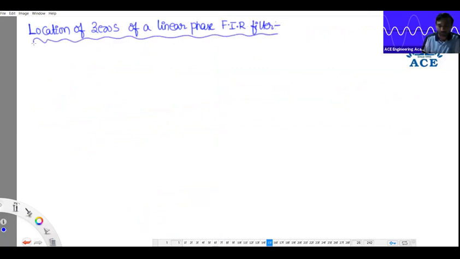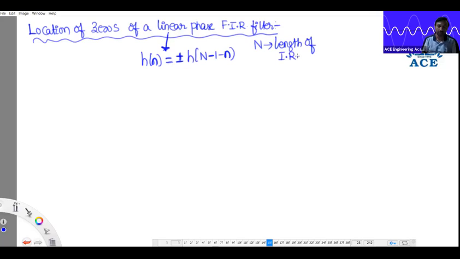What are the locations of zeros of a linear phase FIR filter? Linear phase means obeying symmetry or anti-symmetry: plus or minus h of n equals h of N minus 1 minus n, where capital N is the length of the impulse response. If you take the plus sign, it is symmetric. If you take the minus sign, it is anti-symmetric.